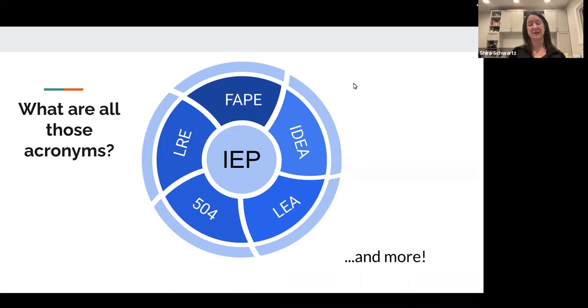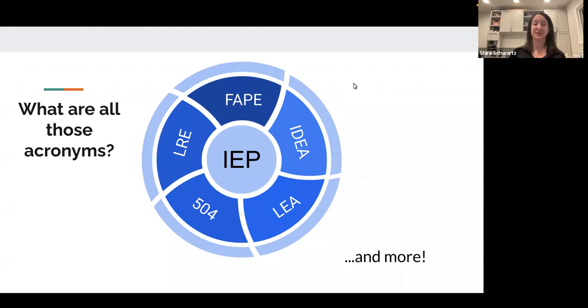IDEA is the body of laws that is the special education law. LEA is the local educational agent that needs to be at every meeting in order to make decisions and determine the best plan forward. And a 504 is one kind of support plan. There are so many other terms.